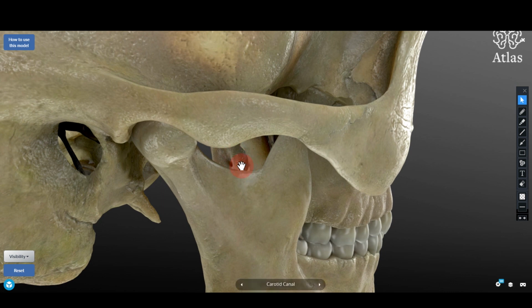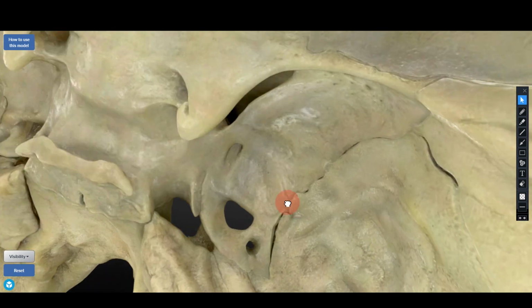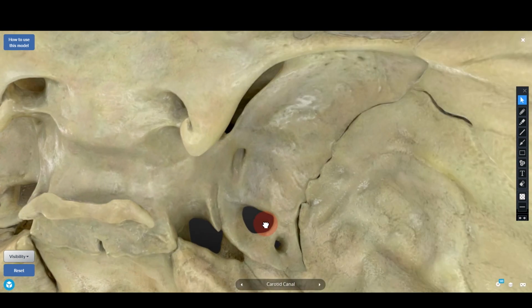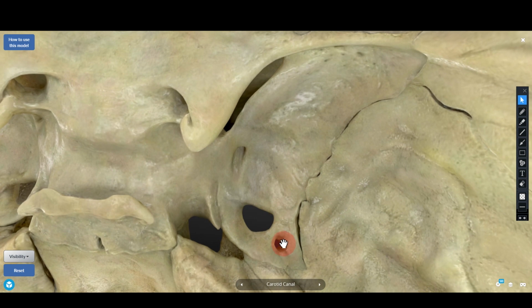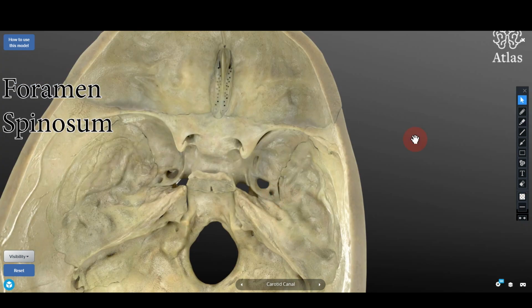Infratemporal fossa is over here. Okay, so that is where this will reach. Now, the next foramen that you find here, that is the foramen spinosum. Foramen spinosum allows the passage of the middle meningeal artery.